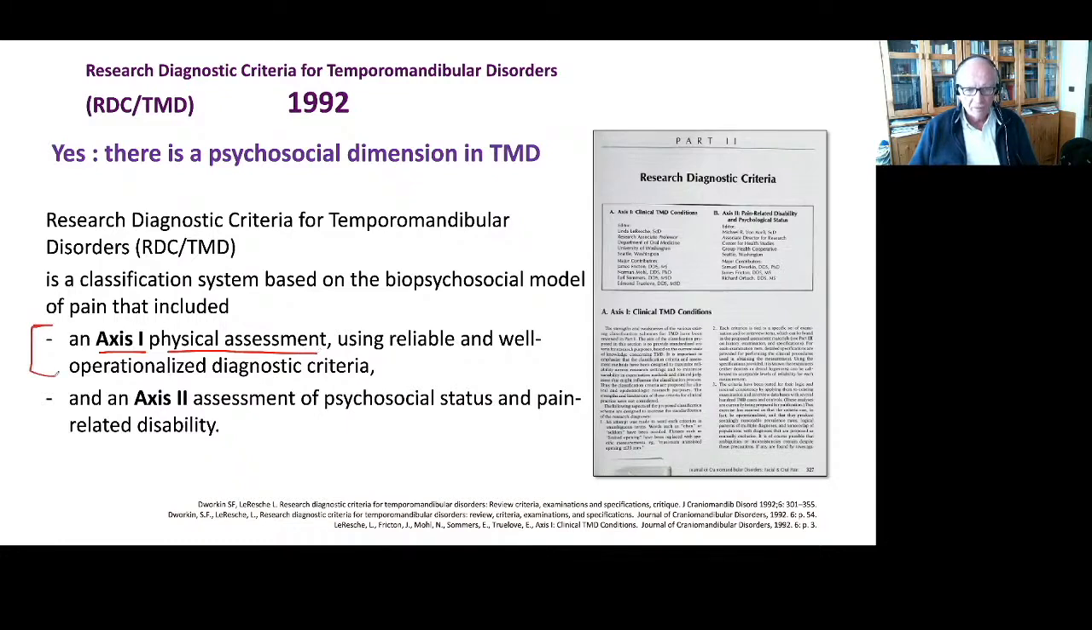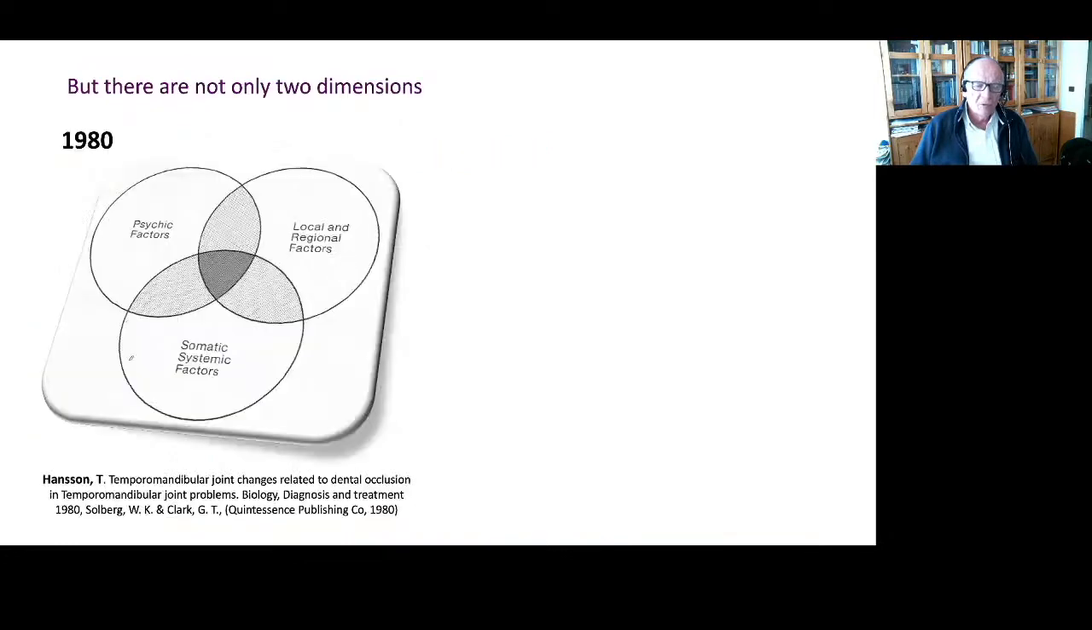Okay, so this one was classical. But he said there is also another point, another dimension that we have to analyze. It is a psychosocial status, and he called it axis 2. But to observe a click, for example, is not enough. We have to understand the patient who is behind these clinical signs, and to understand his psychosocial situation, especially from an emotional point of view. And from 1992, it was very classic to analyze TMD with axis 1 and axis 2.